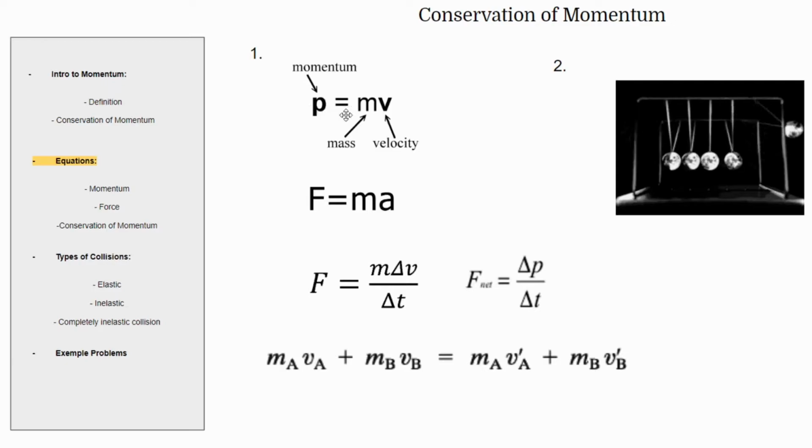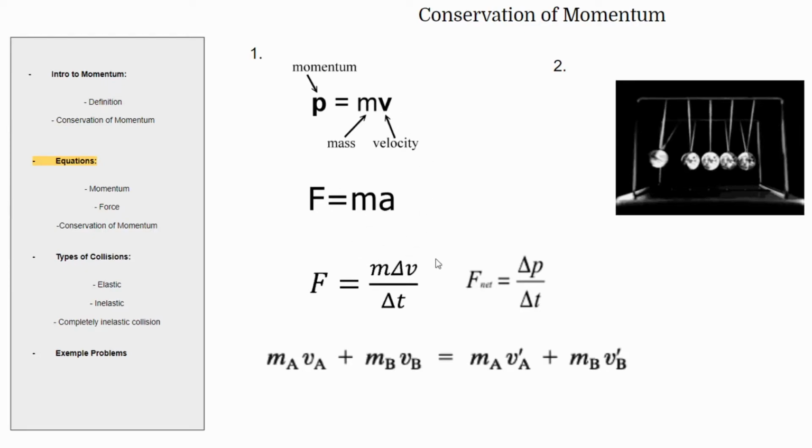Momentum of an object is equal to its mass in kilograms times its velocity in meters per second. Now, momentum relates to force, and as we remember, force is equal to mass times acceleration. Acceleration is just simply the change in velocity over change in time. So we can derive this equation from this one.